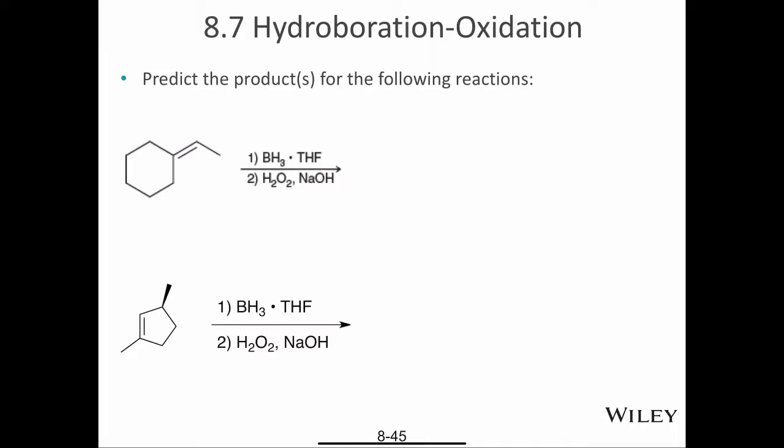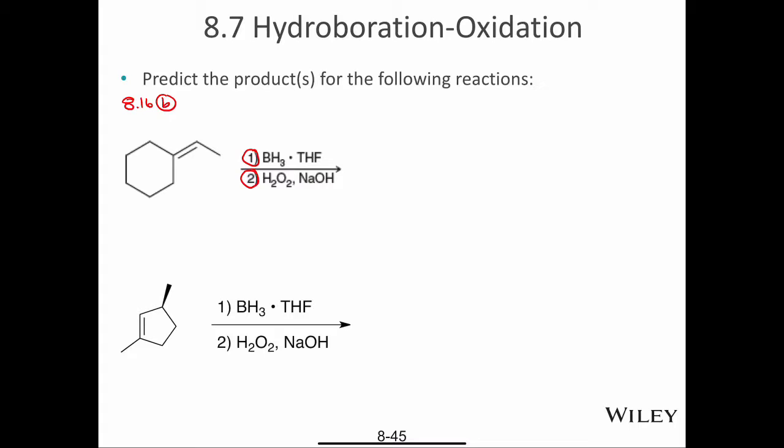Let's take a look at some problems that deal with hydroboration oxidation. It says here, predict the products for the following reactions. The first one comes from the book, it's 8.16b. I have an unsymmetrical alkene, and in the first step I'm treating it with borane THF, and in the second step I'm treating it with hydrogen peroxide and sodium hydroxide.